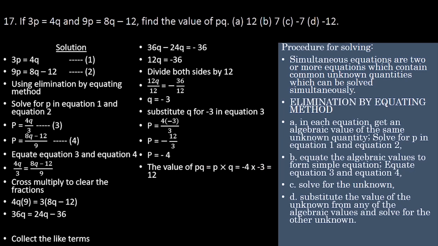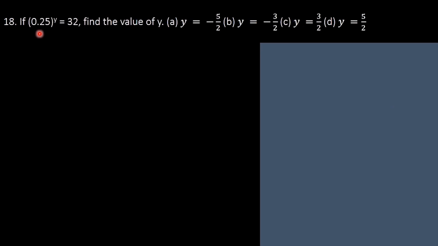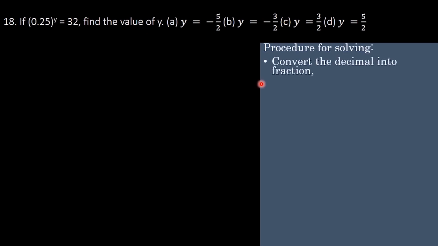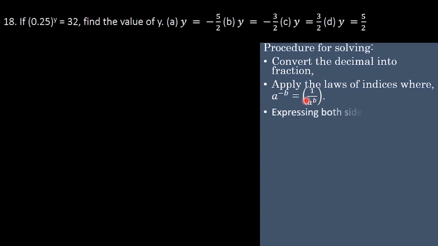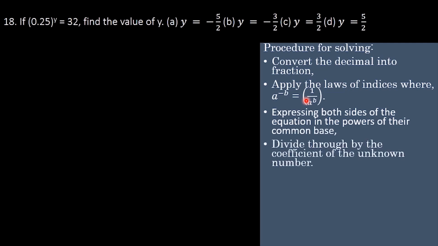Question 18. If 0.25 raised to the power y is equal to 32, find the value of y. Here is the procedure for solving this. The first step is to convert the decimal into a fraction. Then apply the laws of indices, where a raised to the power minus b is equal to 1 over a raised to the power b. Then express both sides of the equation in powers of their common base and equate the powers. Then divide through by the coefficient of the unknown.